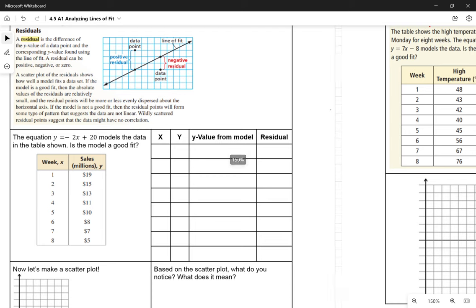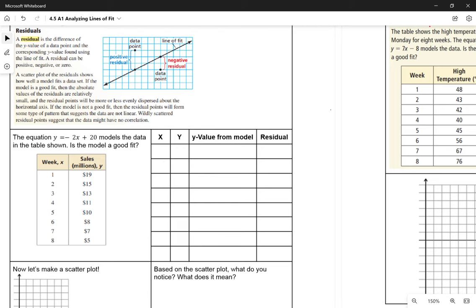So we're going to take a look at our equation, y equals negative 2x plus 20, and see if it models the data in the table shown. We can see in the table that the week x increases by 1, and our sales in millions y show a decreasing pattern. So it lets us know that our slope should actually be negative, which in our case it is. So that's a good start.